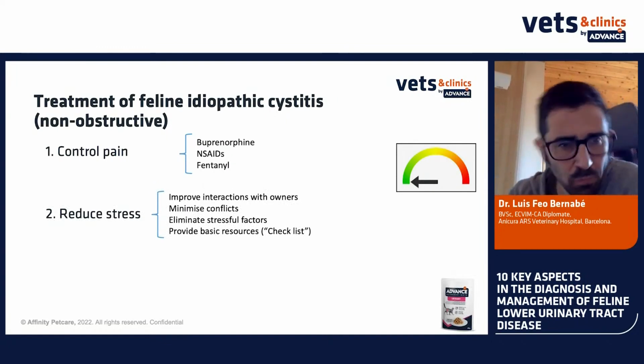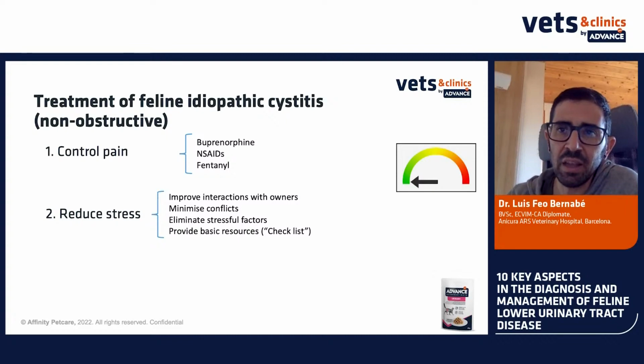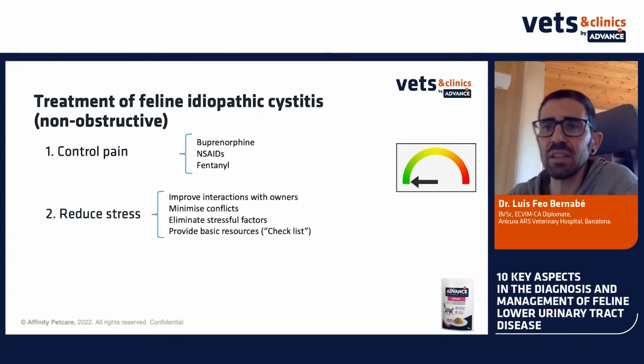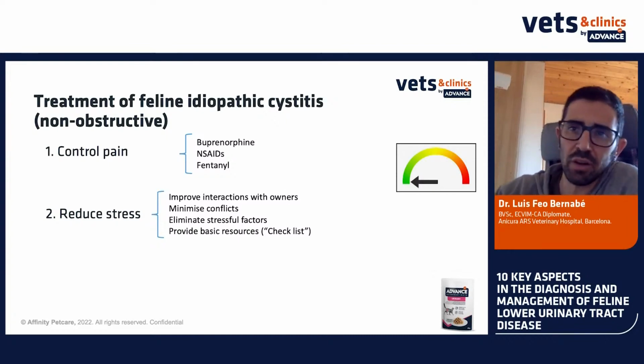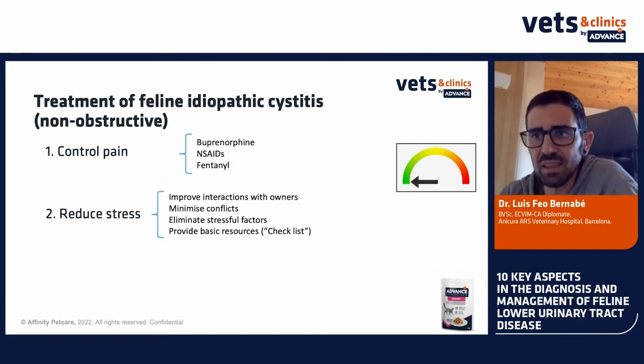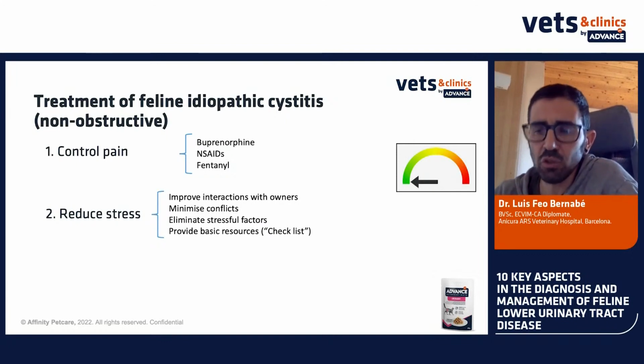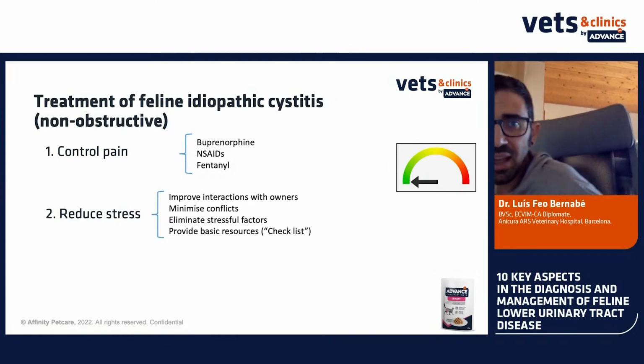Also, it's very important to reduce the stress of this patient because we know the stress is involved in the etiology and in the treatment as well. So we need to improve interaction with the owner. We need to ask a lot of questions about how the cat and the owner are interacting. We need to minimize conflict if we have another cat. We need to eliminate stressful factors of the patient, or noise, or maybe they have moved to a different place in the last few days. So sometimes you need to try to control the stressful factors that this patient has.